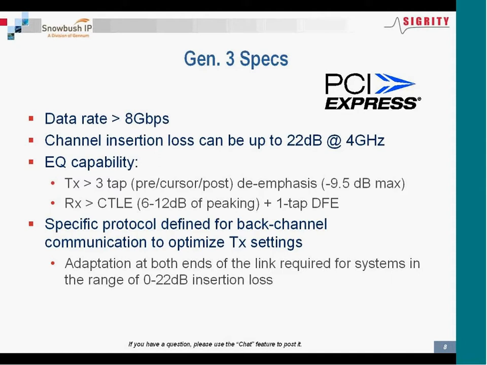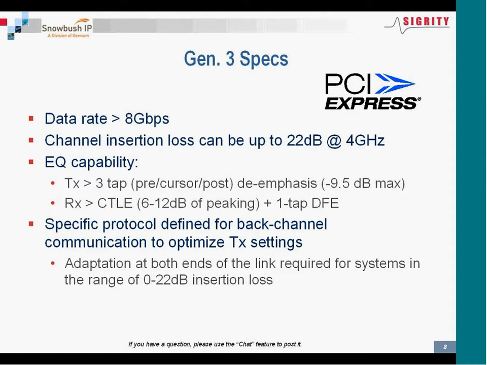Now, the PCI committee has actually defined a worst-case channel insertion loss for Gen 3 of 22 dB at the Nyquist of 4 gig. And in order to be able to work with channels with such bad performance, they've defined a minimum equalization capability that a PCI Gen 3 compliant PHY must have. And a basic summary of that is on the transmit side, it has to have a 3-tap FIR filter that can give at least 9.5 dB of de-emphasis. And on the receive side, they've defined a reference design that has 6 to 12 dB of peaking in a linear equalizer as well as at least a 1-tap DFE, although the Snowbush PHY actually has 5 taps.